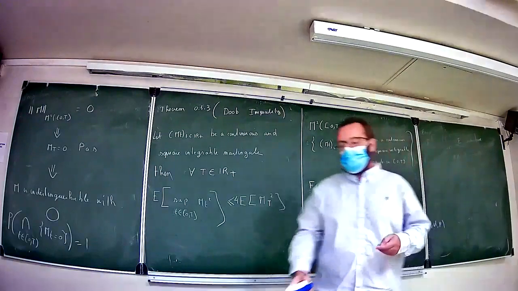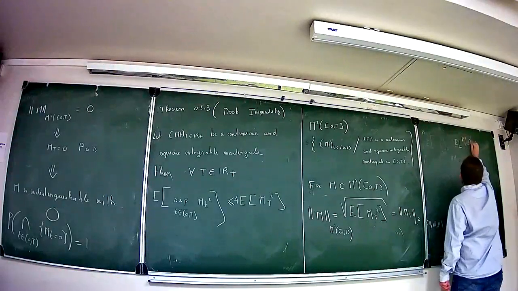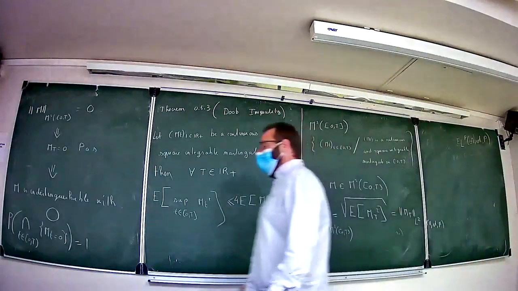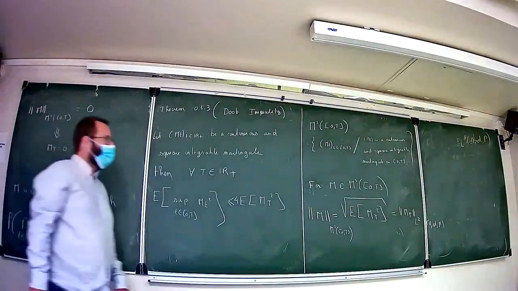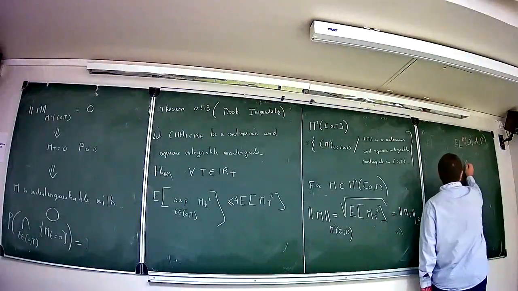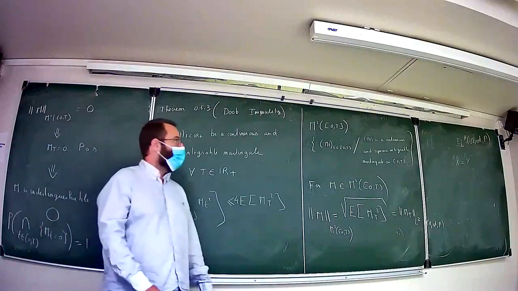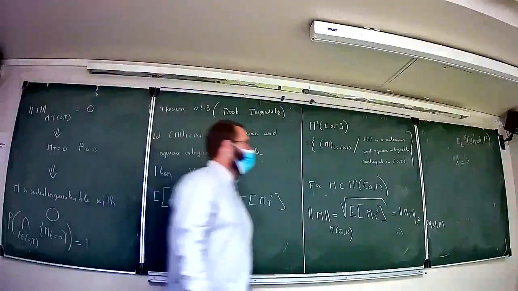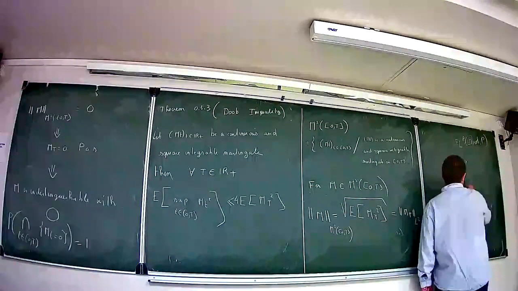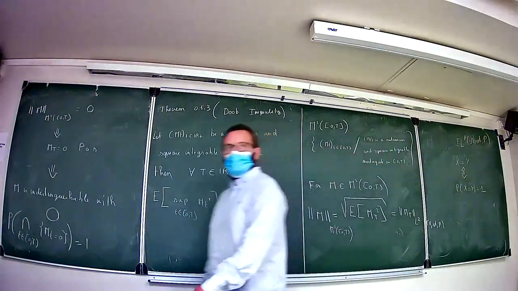So for example, if you take the space L^p, if you have two elements in L^p, the notion of equality is the almost sure equality here. X is equal to Y is equivalent to the fact that the probability that X is equal to Y is 1.